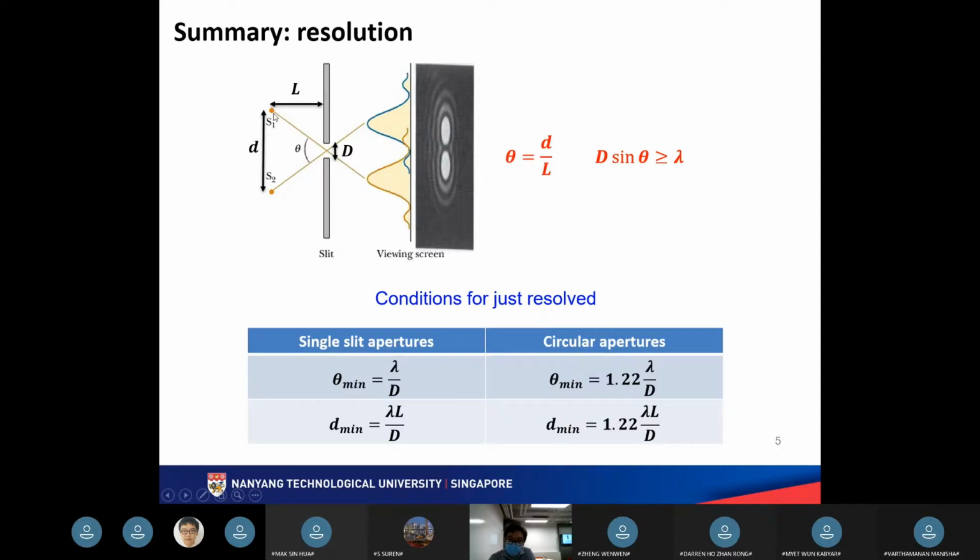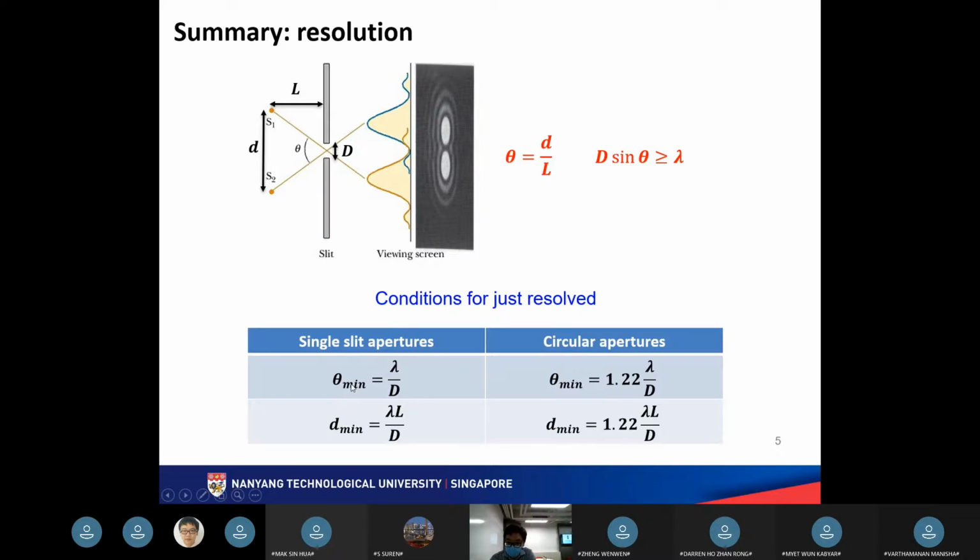For example, if we have 2 point sources S1 and S2, their angular distance theta is defined by the physical distance divided by the distance from the 2 objects to the lens. In this case, my lens is placed in this hole, so this is the object distance, and theta equals d divided by L. If this theta is larger than lambda divided by d, where lambda is the wavelength and d is the object size, for example the diameter of your lens, then this is the smallest angular distance we can resolve.